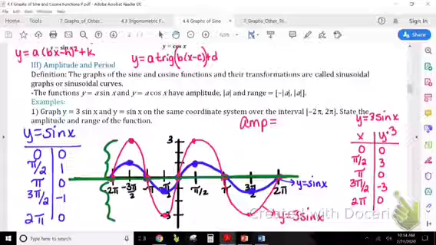Your amplitude is 3. Remember, it told us above the amplitude is the absolute value of A. So it's the absolute value of the 3 that was in the equation, which is 3.